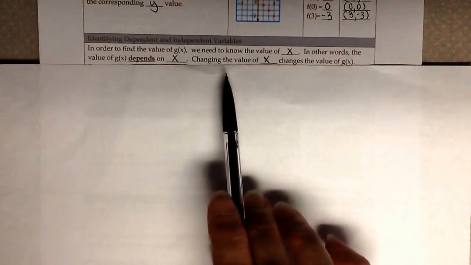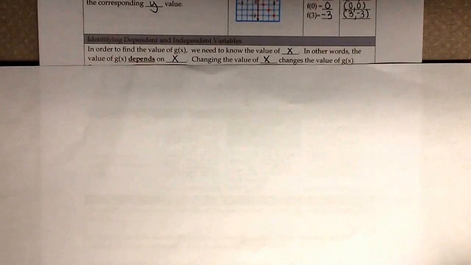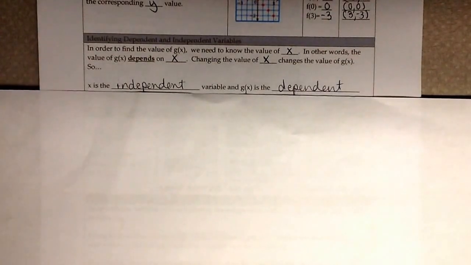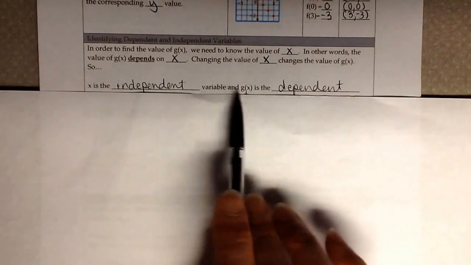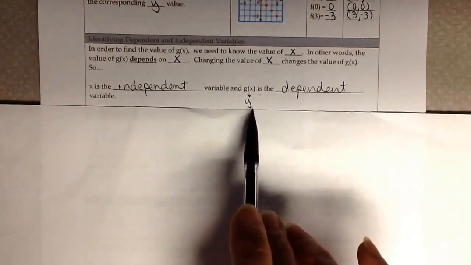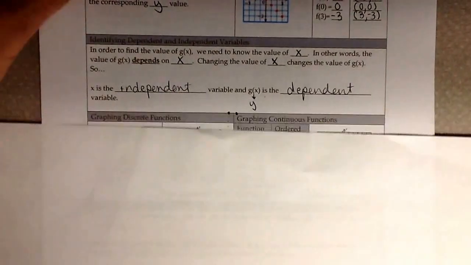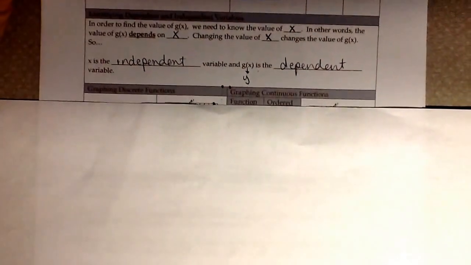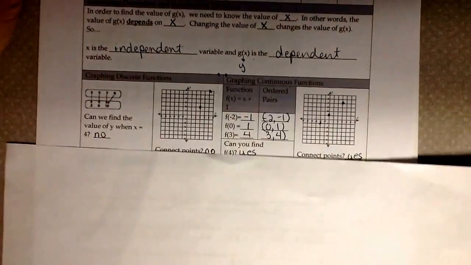Okay, talking about dependent and independent variables. In order to find the value of g of x, we need to know the value of x. So in other words, the value of g of x depends, notice I bolded and underlined that, on x. So g of x depends, so it's dependent. Changing the value of x changes the value of g of x. So x is the independent variable, and g of x, or you can think of that as being y, is the dependent variable.